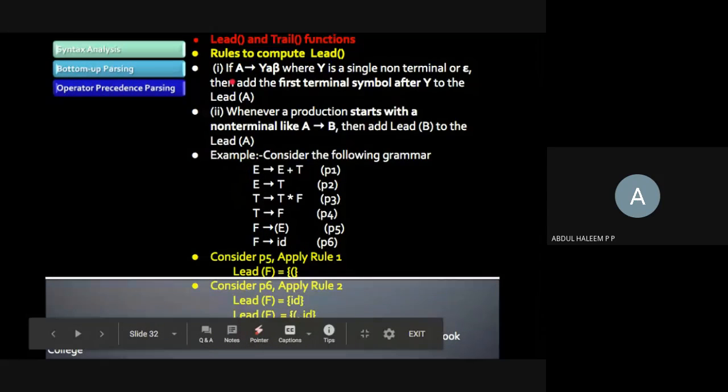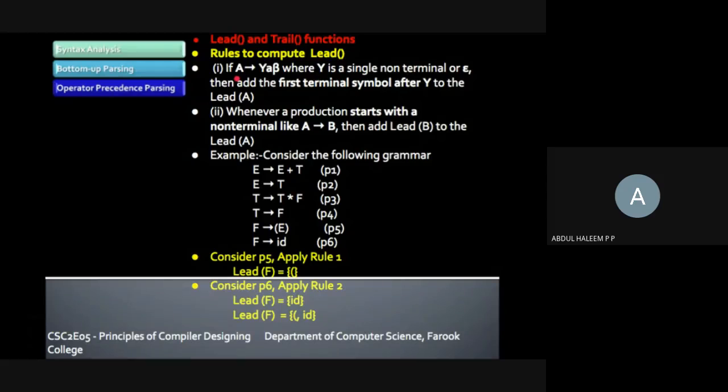Directly look at the rules now. Don't think anything else. You read the rules. We are computing the rules, and the rules we are computing are called LEAD for a CFG. Just understand that. Now, what is LEAD?